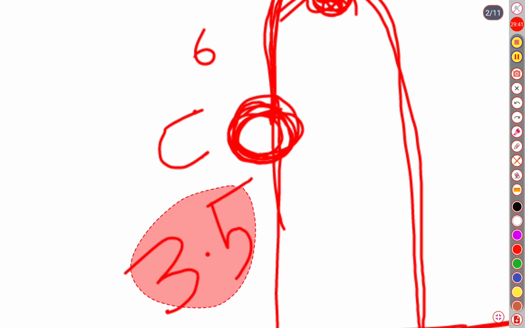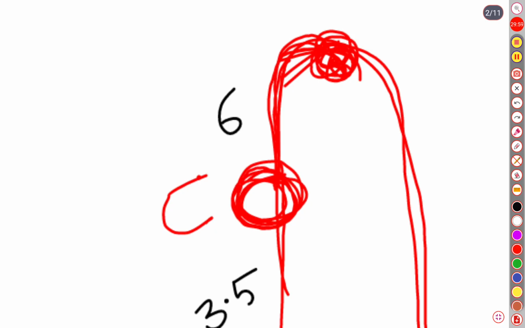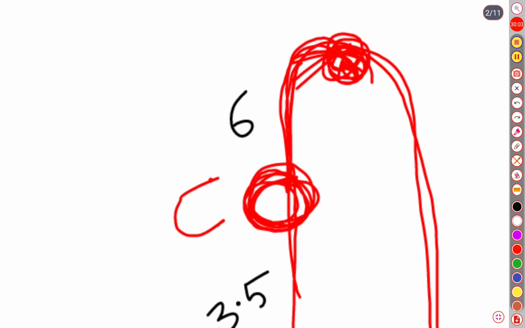Okay, let me erase this. So first, A took 3.5 seconds. Here it was 3.5 seconds. Then C took 6 seconds to reach the highest point. Then we will find how much was the displacement or height before the particle comes to rest.